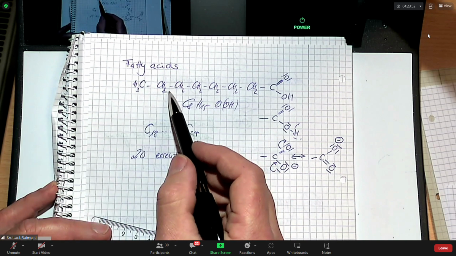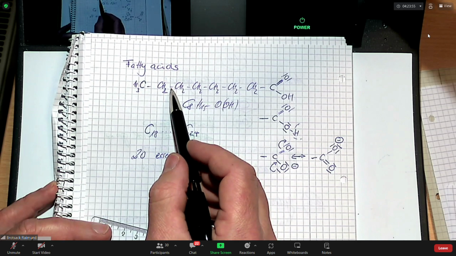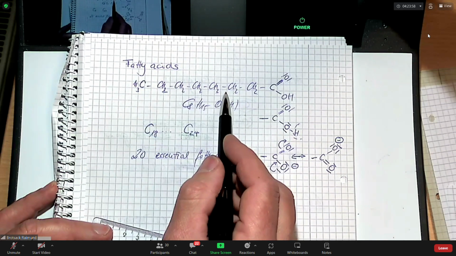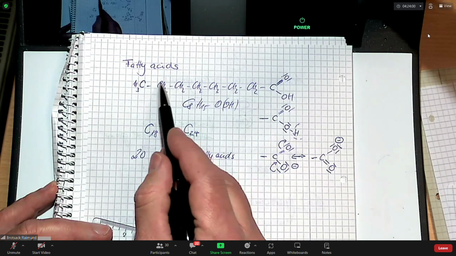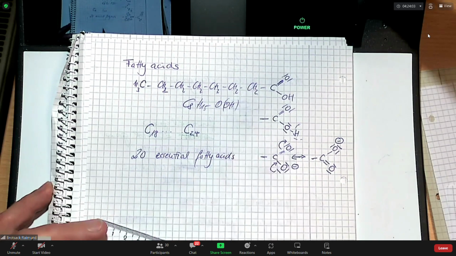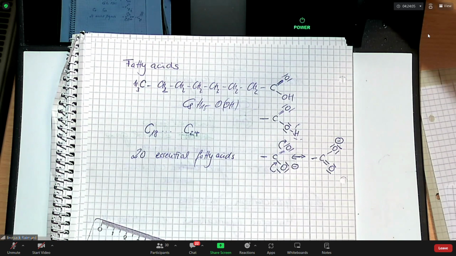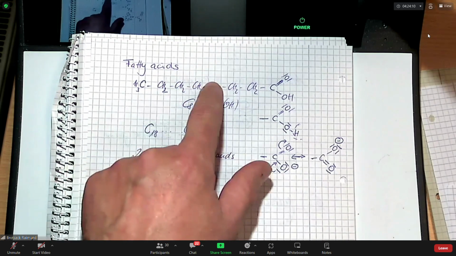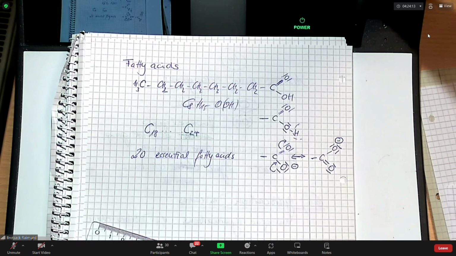Some of them have a double bond. This one doesn't have, only single bond, only sp3. If we have a double bond, we have to name the place. We say, okay, at the second and on the fourth position, we have a double bond, a diene. Additionally, those who are having no double bond, we call them saturated acids. When we have a double bond, they are non-saturated.